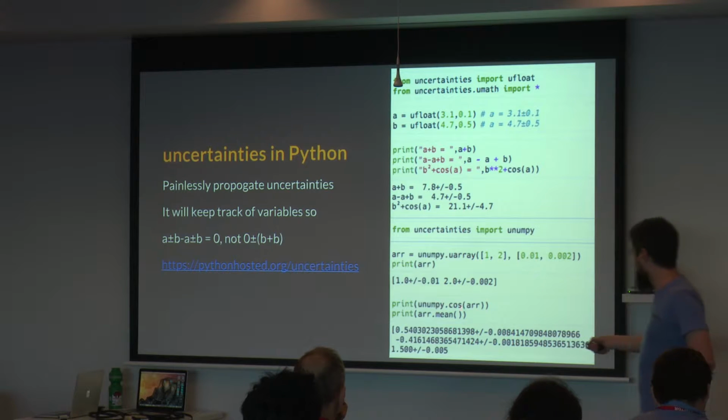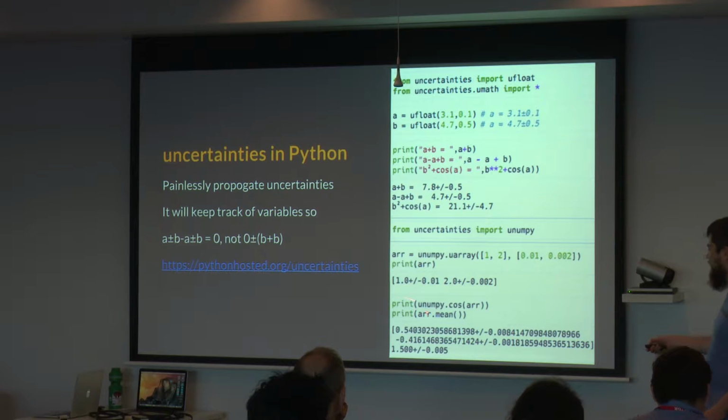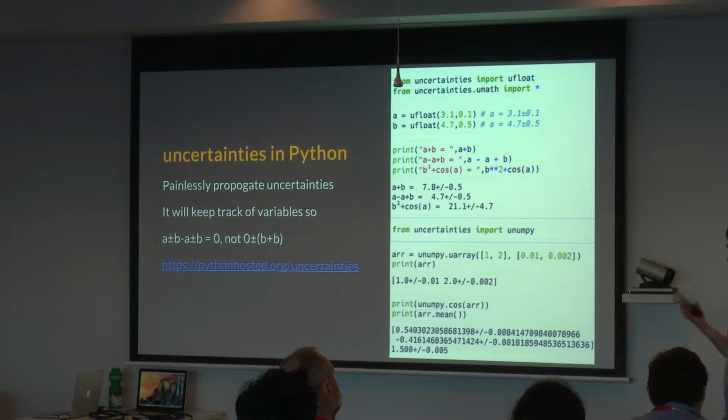And you can do cosines of elements in the array. You can find the mean of your array. It's really useful if you've got a situation where you're propagating uncertainties through some complicated mathematical function. You want to get an answer with an uncertainty.